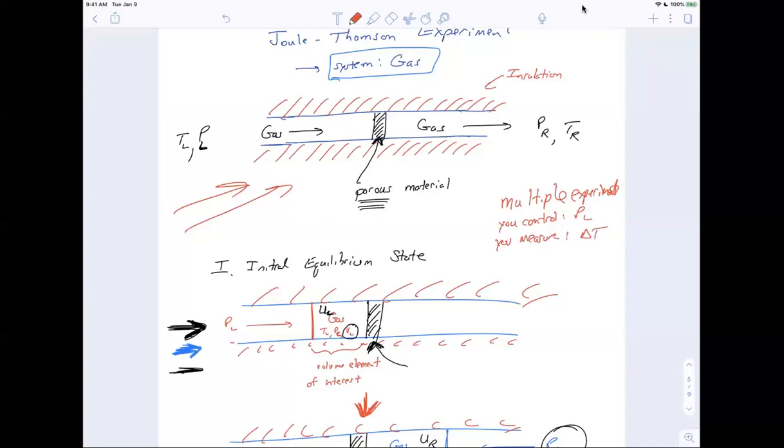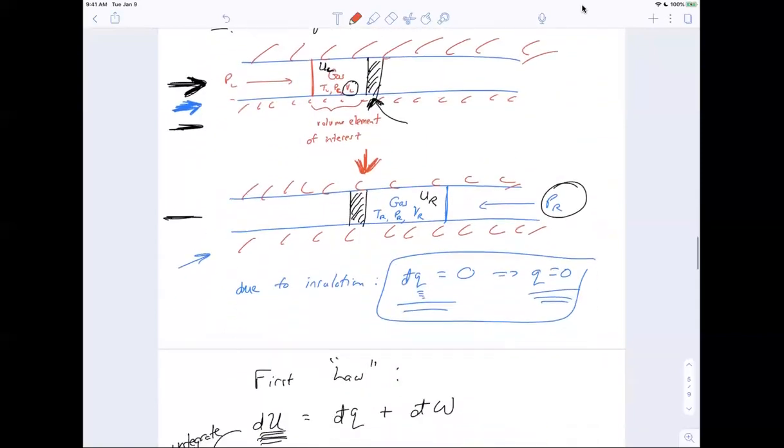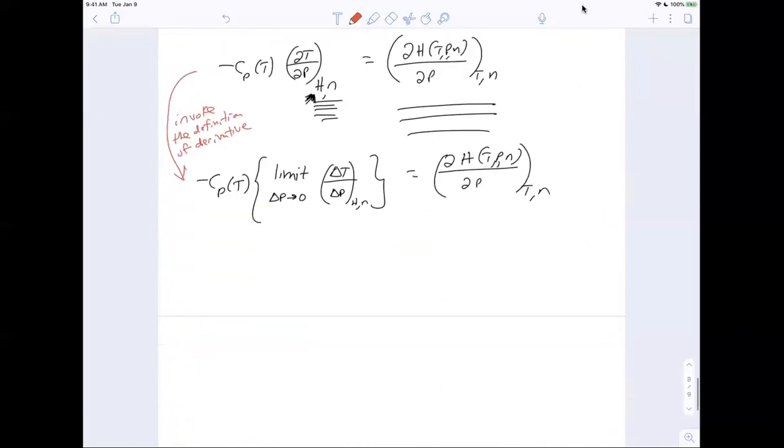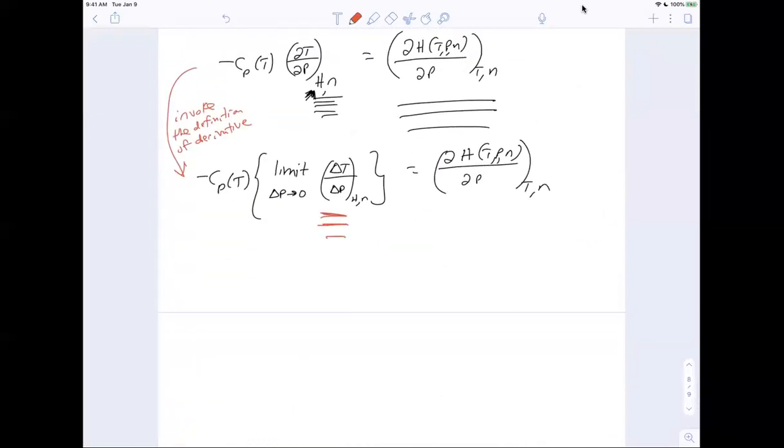It's a very simple experiment in theory. All you do is control the pressure, you measure delta T, and you have this ratio. You can have many, many data points of delta T over delta P, and then you do a regression. You take the limit as delta P goes to 0, and that's how you would get this partial derivative. Any questions? That's an experimental approach of how to get something for which you don't have a measuring device.